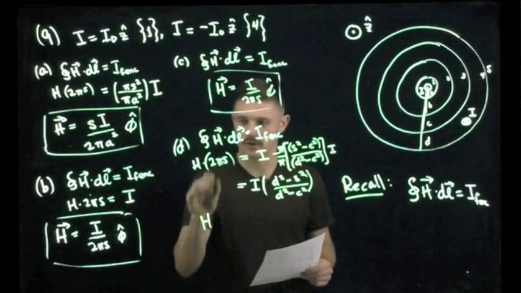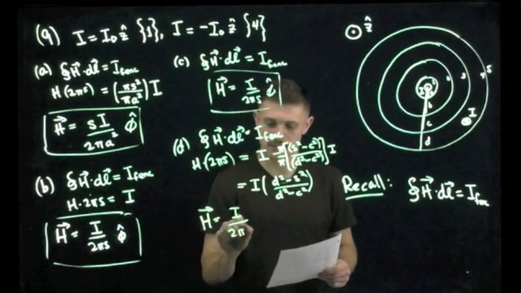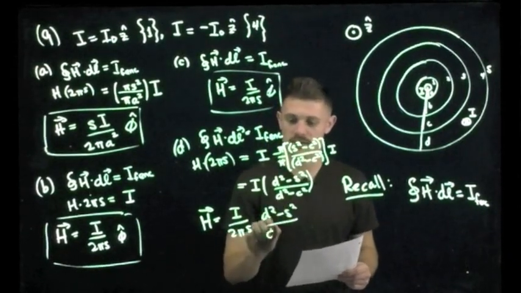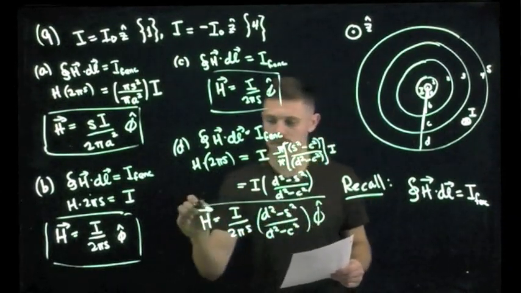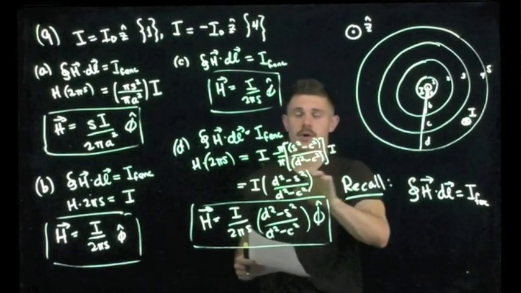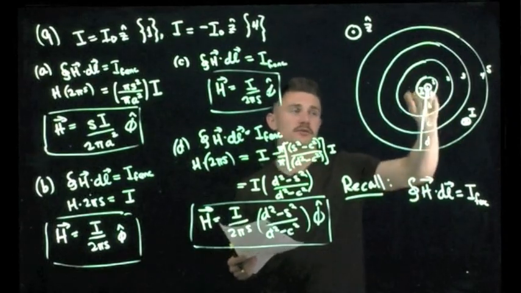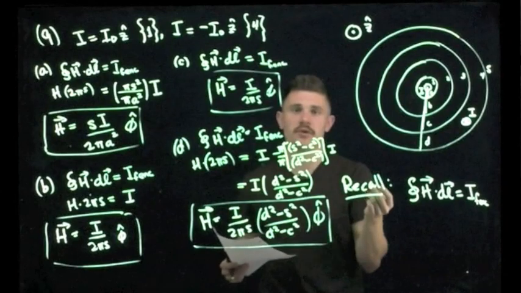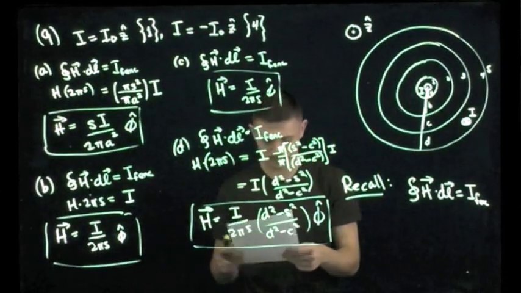So finally, if we solve for H, we get I over 2 pi s times d squared minus s squared over d squared minus c squared, in the phi hat direction, is our auxiliary magnetic field within region 4. This is probably the most challenging one to find, just because we have to consider the fact that there's also current enclosed in region 1, and we're considering all of the current that's enclosed by our Amperian loop in region 4, and the Amperian loop has some radius s.